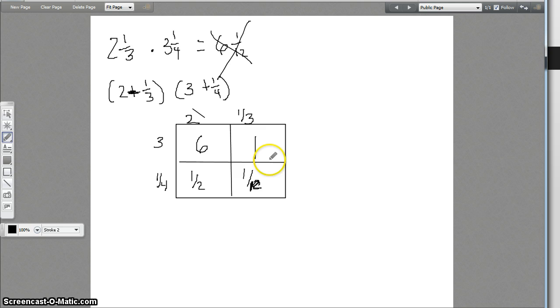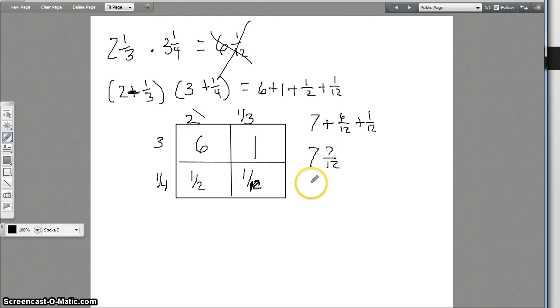So when we multiply all this out, what we get is 6 plus 1 plus 1/2 plus 1/12. Well, the 6 plus 1, that's just 7. 1/2, that's the same as 6/12. And then we have a 1/12. Since we have a common denominator here, that means we can add these. So we have 7 and 7/12.